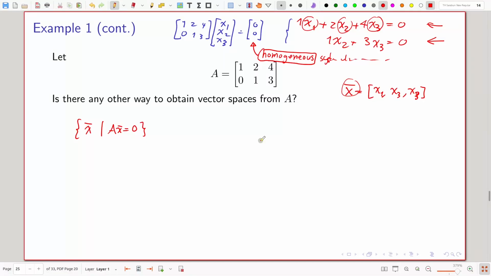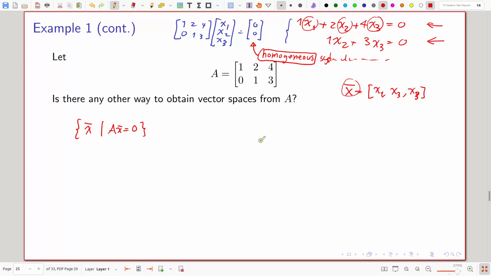From somewhere maybe last week or last 2 weeks, we talked about and we know that this set is a vector space. So this is another vector space that you can obtain from A. But what exactly is this space? What are inside this set? This is a set of vectors. It's not a vector anymore. It's a set of vectors. You have a bunch of vectors inside it. And what are the vectors inside this set? Give me one example.